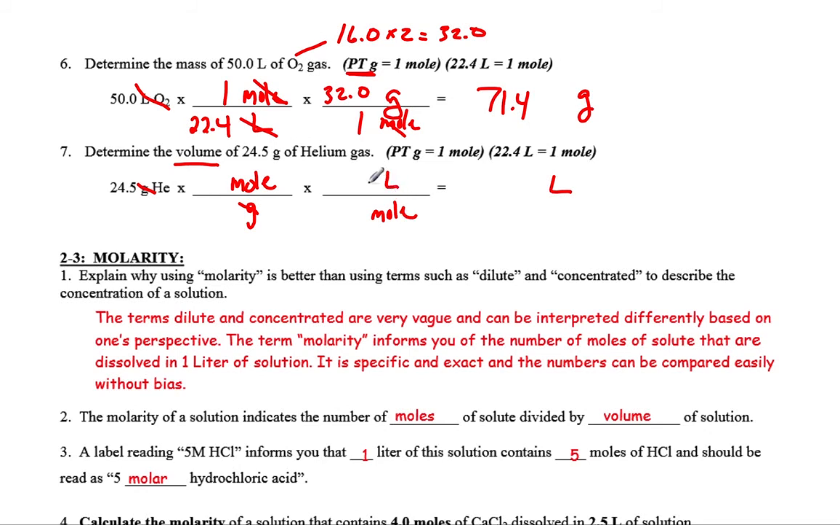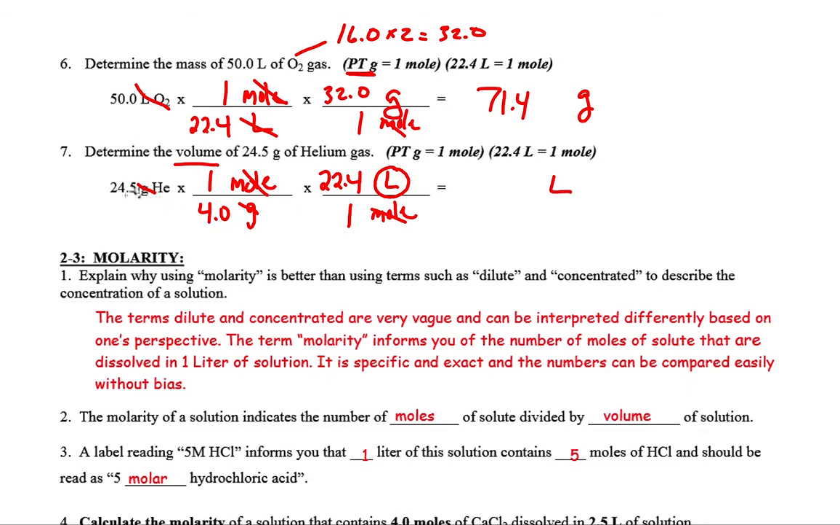Now, what do I know about units and numbers? I know 1 always goes with the mole. I know 22.4 always goes with liters. And I know to look on the periodic table anytime I have mass. So helium is 4.0, so that number goes there. So grams cancels, moles cancel. I'm left with liters. All that's left is to run the numbers.